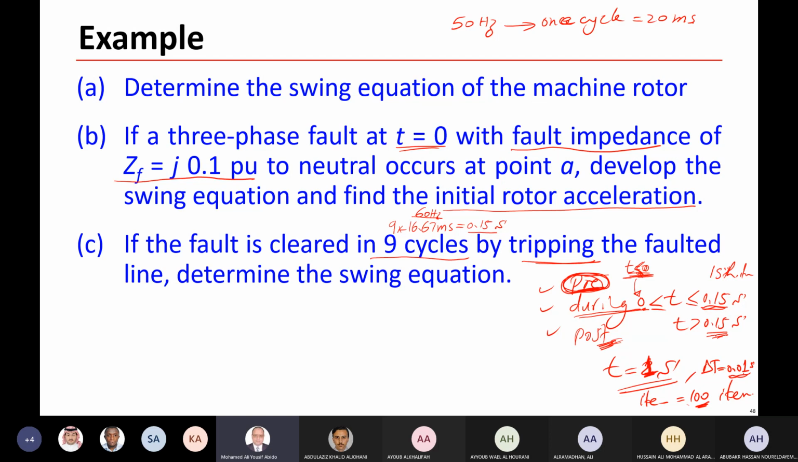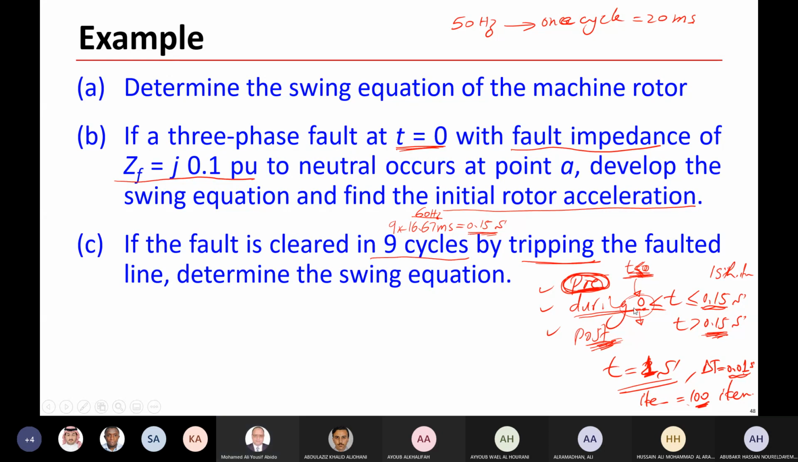And when you go to iteration number 6, you go to post-fault. So the final values that you calculate in iteration number 5 will be the initial values for the post-fault, and so on. So now we are interested in the time t equal to 0 up to t equal to 0.15. This is during the fault, and after 0.15 we have the post-fault condition. So when you solve, you solve the during-fault.